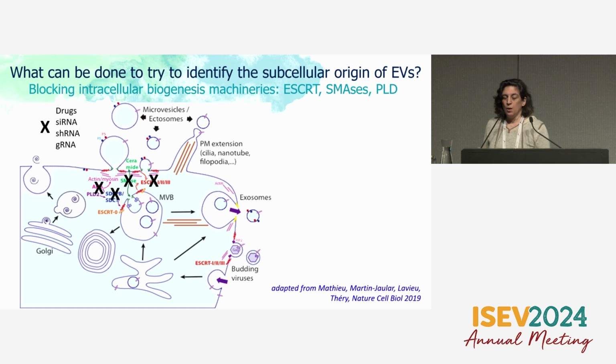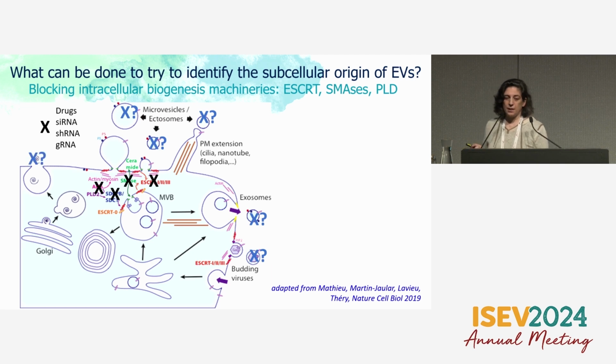But in fact, when people looked more carefully, these drugs could also affect not only exosomes, but also the budding of, in particular, ESCRTs are involved in the budding of viruses, but also ectosomes from the plasma membrane. Ceramide is also involved: when you block neutral sphingomyelinase, you increase the secretion of large vesicles. So all these pathways are interconnected.